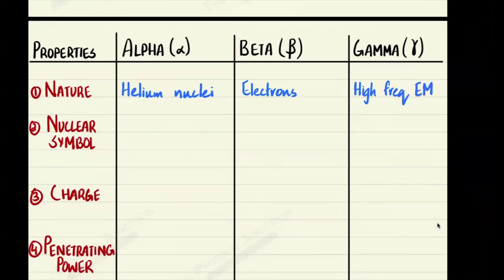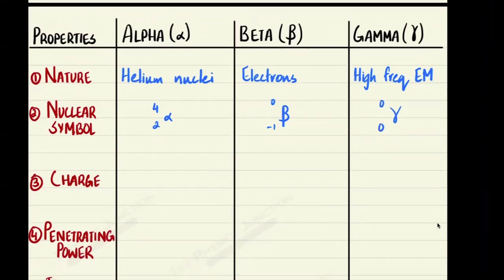The nuclear symbol for alpha is alpha 4 2. For beta, it's written like this, 0 minus 1, because it's an electron, so it has no nucleon number. And gamma is just a wave, so this does not have any proton or nucleon number. Charge: because alpha is a helium nucleus, the charge is positive 2e, where e is the charge of an electron. Electrons and protons have equal charges. So plus 2e is the charge of this.